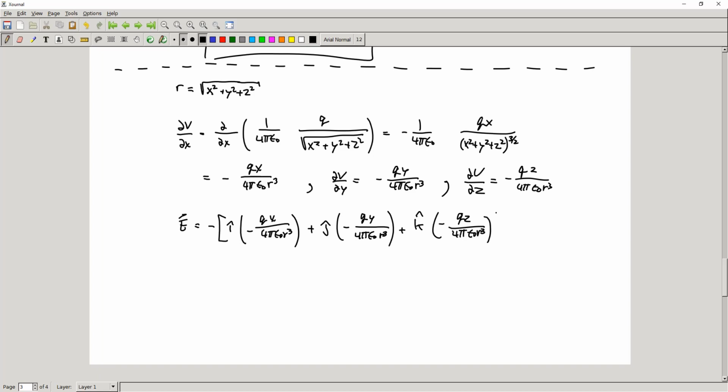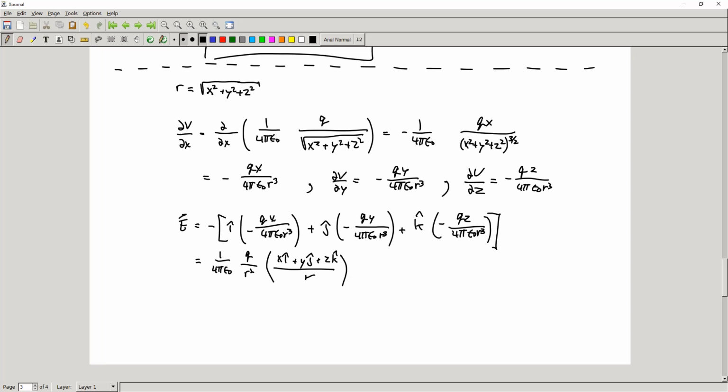And we can further clean this up. We can pull out these minus signs. We can pull out a bunch of these factors. And what do we find? We're going to end up finding that this is equal to 1 over 4 pi epsilon naught. We're going to have a q up top, and we'll pull out an r squared in the bottom, so that we still have an r inside. And then we're going to end up with x i hat plus y j hat plus z k hat over r.